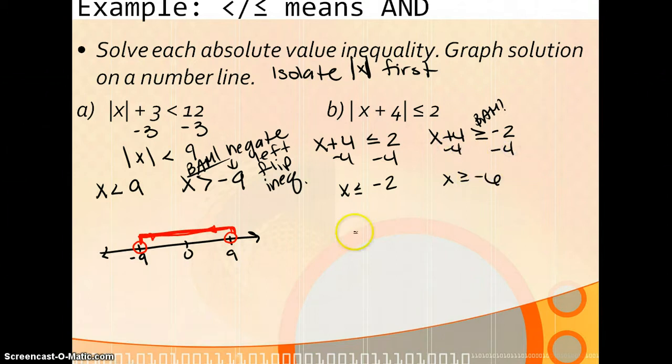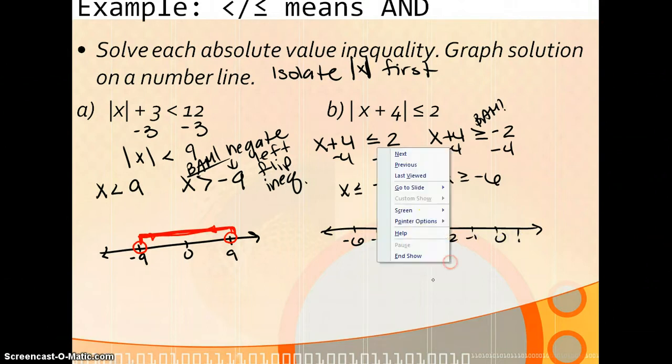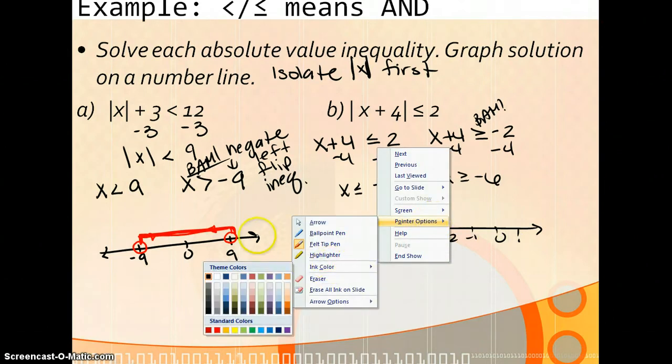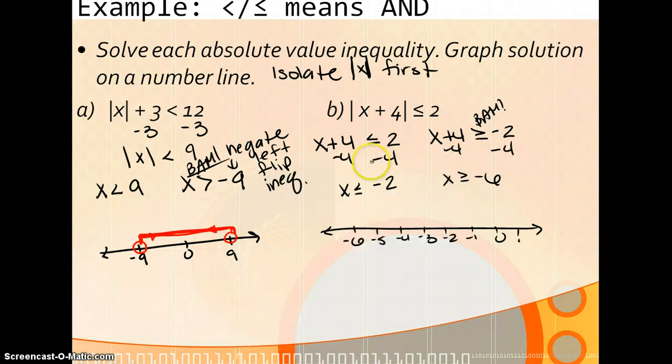So again, graph a number line. Less than or equal to and greater than or equal to means closed dot. So we can have a closed dot at negative 6 and a closed dot at negative 2. And it's less than or equal to negative 2 but greater than or equal to negative 6. So it is the space in between those two. Okay? So that would be absolute value when dealing with a less than or a less than or equal to.